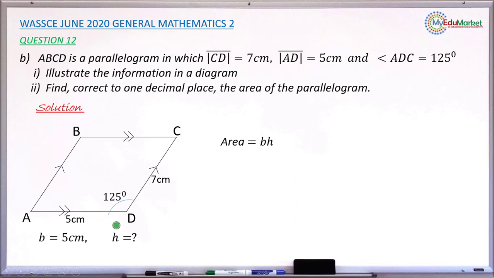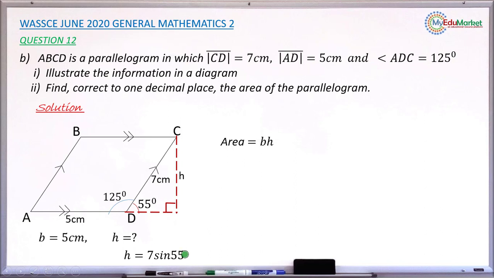To determine this, let me add this line, that is, draw a line from point C vertically down and produce line AD, where the 2 lines meet will be an angle of 90 degrees. That gives you a right-angled triangle with this angle 55 degrees. That together with this 125 gives a complete angle on a straight line. And if this is 7, the hypotenuse, you can now find H. Applying the sine ratio, H equals 7 multiplied by sine 55 degrees.